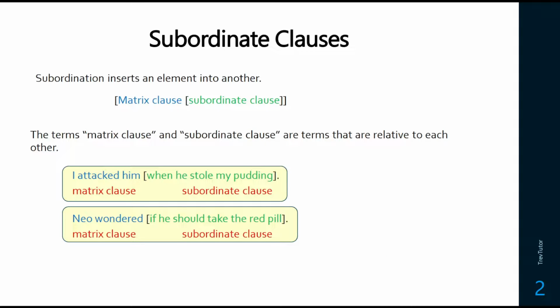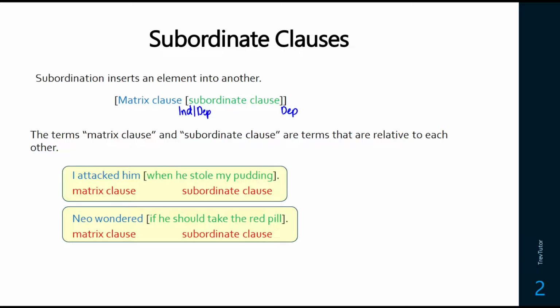Subordinate clauses are any clause that is inserted into another element. So we would have a matrix clause, and then we have any subordinate clauses inside of it. Or really, these are just the dependent clauses. So you can think of matrix clauses as being independent, subordinate clauses being dependent, but matrix clauses can also be dependent if you have a dependent inside of a dependent, because matrix and subordinate are relative terms.